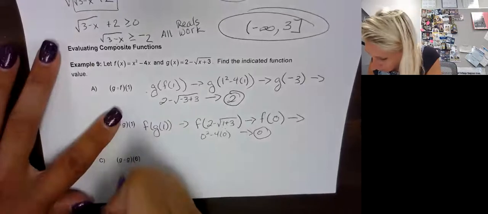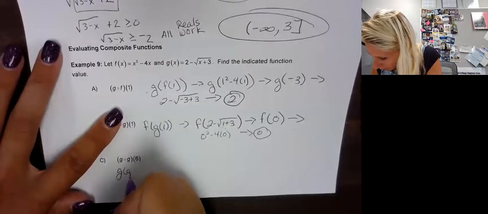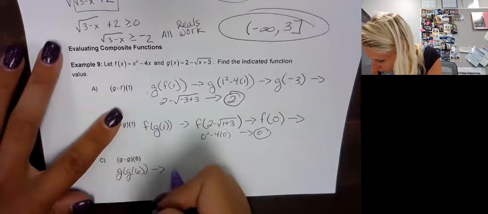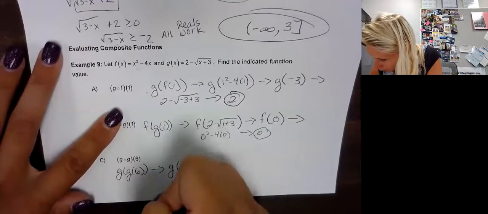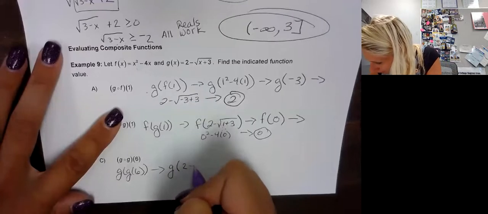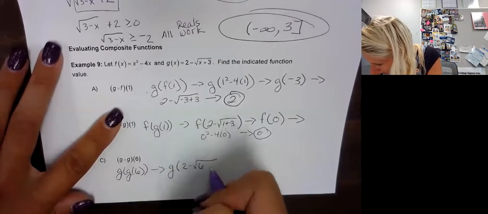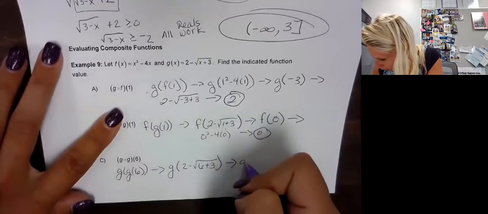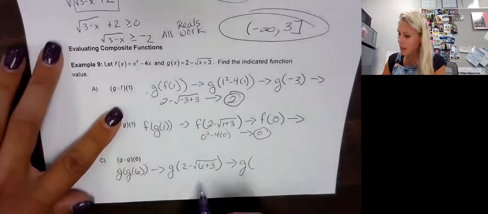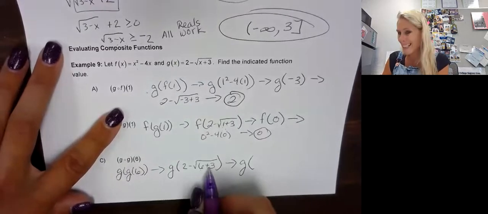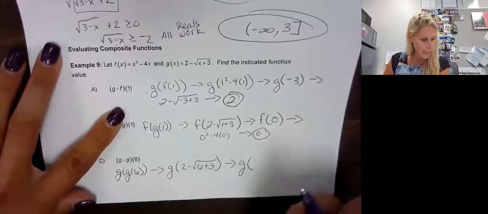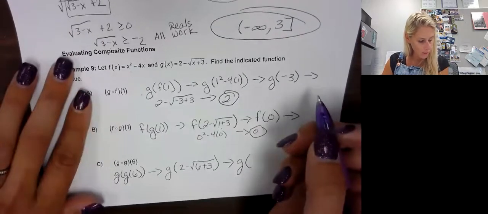g of g of 6. So we get g of 2 minus the square root of 6 plus 3. All right, so let's do this math. 6 plus 3 is 9. Square root of 9 is 3. 2 minus 3 is -1.